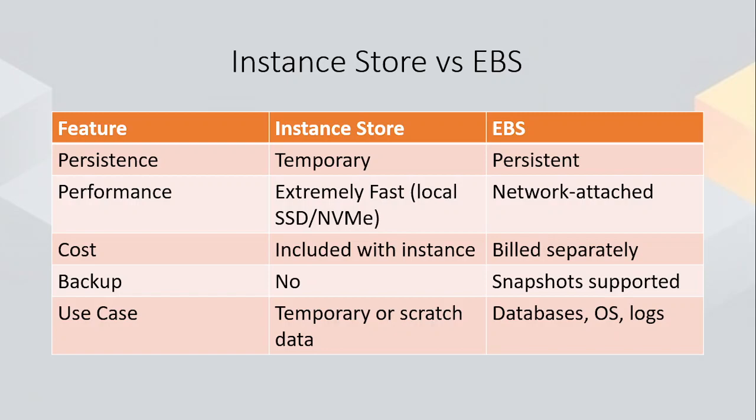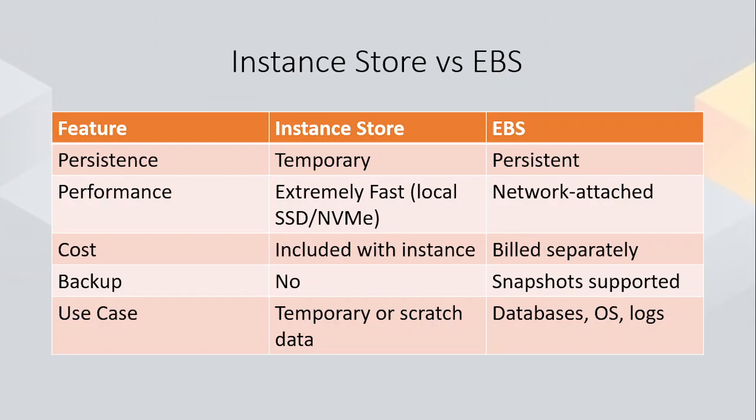And here is a side-by-side comparison of Instance Store and EBS. The first is, of course, persistence. Instance Store data disappears when the instance stops or terminates, while EBS retains data until you delete it. And for performance, Instance Store is physically attached, giving it incredible speed, while EBS is network attached, making it slightly slower but more flexible. Instance Store is included in the instance price, whereas EBS volumes incur additional charges.